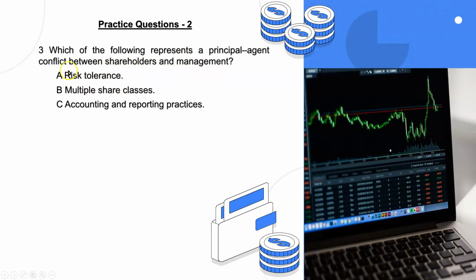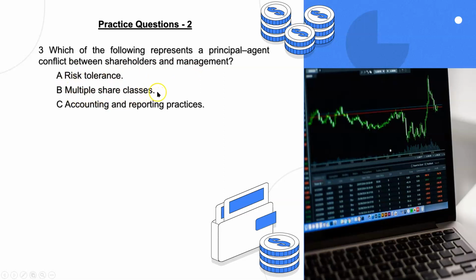But shareholders might not accept very high risk, because high risk means lower value of their company. Definitely there is a conflict here, but let us see the other answers. Maybe we will find another more appropriate one.